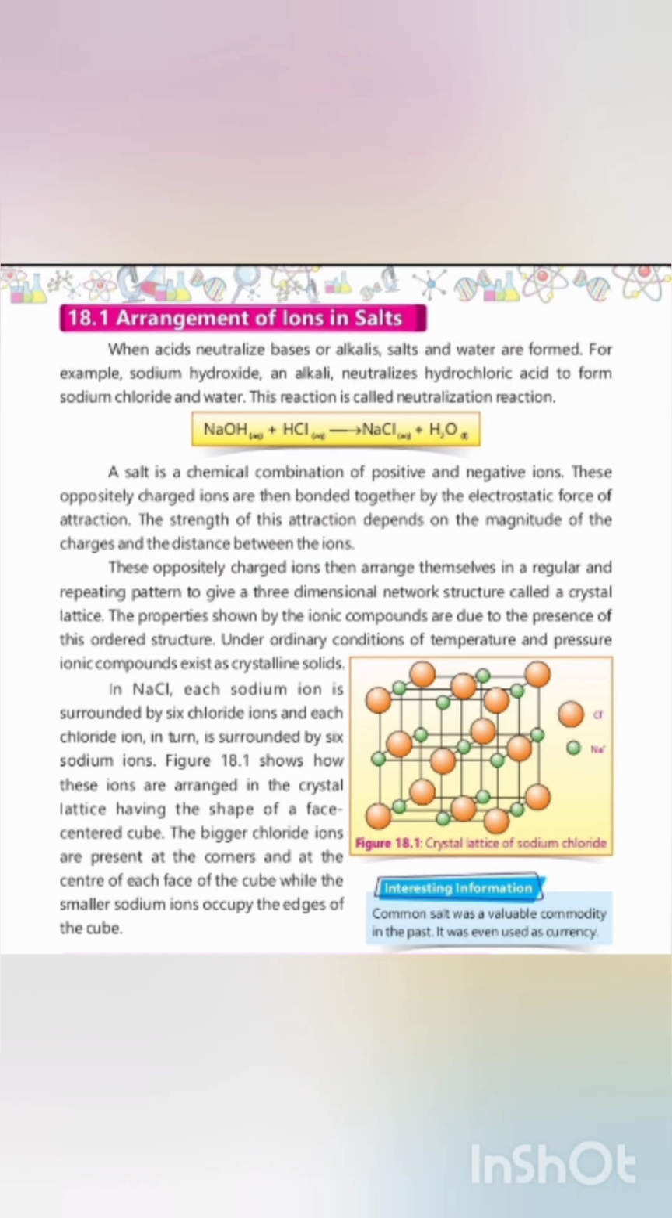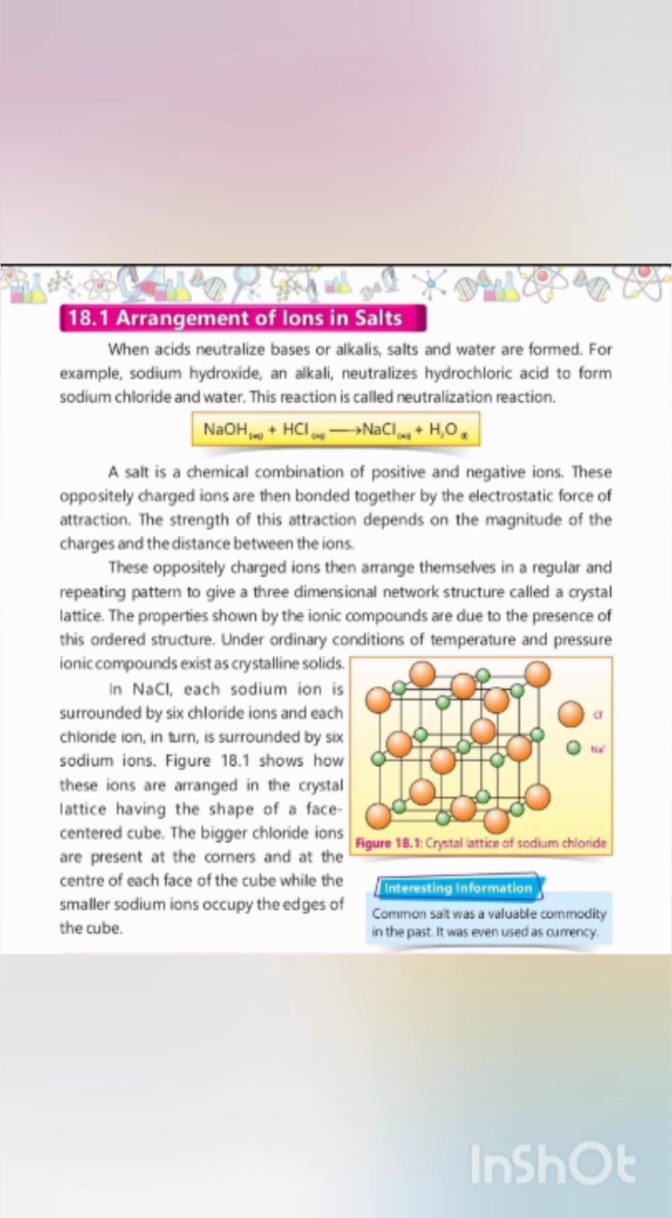The ionic bond. A salt is a chemical combination of positive ions, cations, and negative ions, anions. These oppositely charged ions are held together by strong electrostatic force of attraction. The strength of this attraction depends upon two main factors. First, the magnitude of the charges, and second, the distance between the ions.